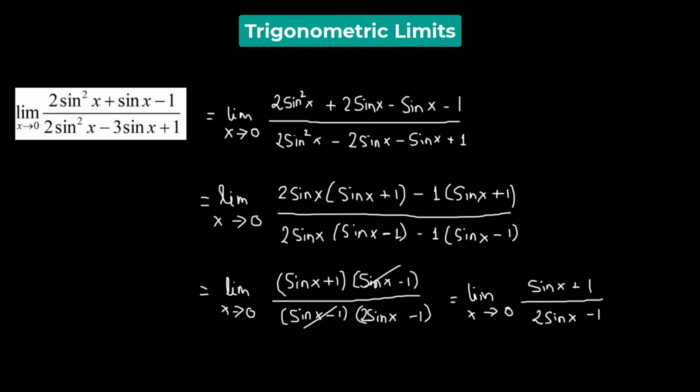Now we substitute for the value of x, so we have sine of 0, which is going to be 0, so the numerator is 1, divided by 2 times sine of 0, which is going to be 0, so we have -1 in the denominator. So we get the limiting value of -1 for the given function when x approaches 0.